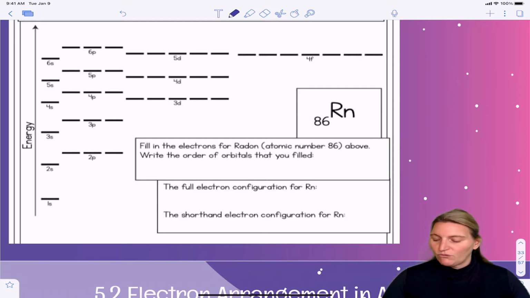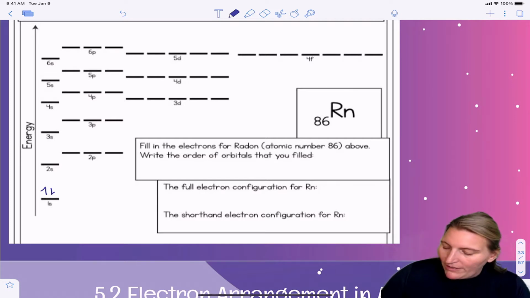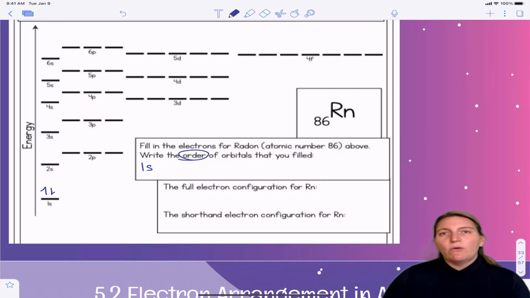And we're going to do this with radon. Radon is number 86. It is going to be kind of long. So let's start at the bottom. Let's start filling up 86 electrons. Well, the first two would go in the 1s orbital. So in this box, I'm just writing the order of the orbitals.